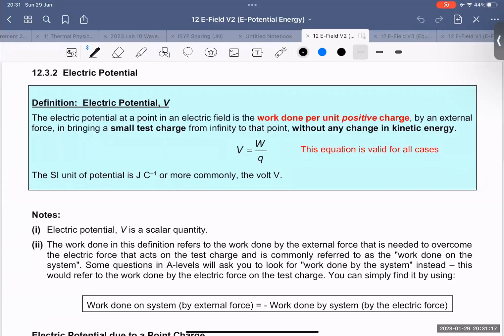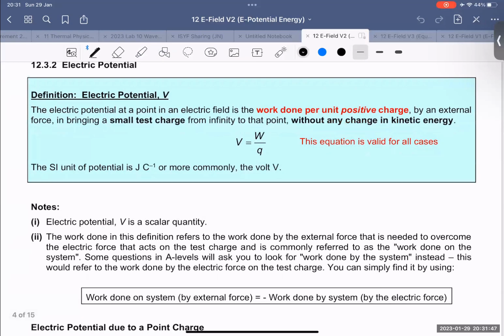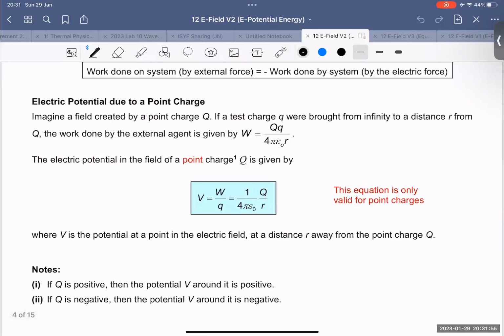Electric potential. The electric potential at a point in the electric field is the work done per unit positive charge by an external force in bringing a small test charge from infinity to that point without any change in kinetic energy. So V is equal to W over Q, where V is the electric potential, the unit is the volt or joules per coulomb. The electric potential in the field of a point charge Q is given by 1 over 4 pi epsilon 0 times Q divided by R. Okay, note that this equation is only valid for point charges.